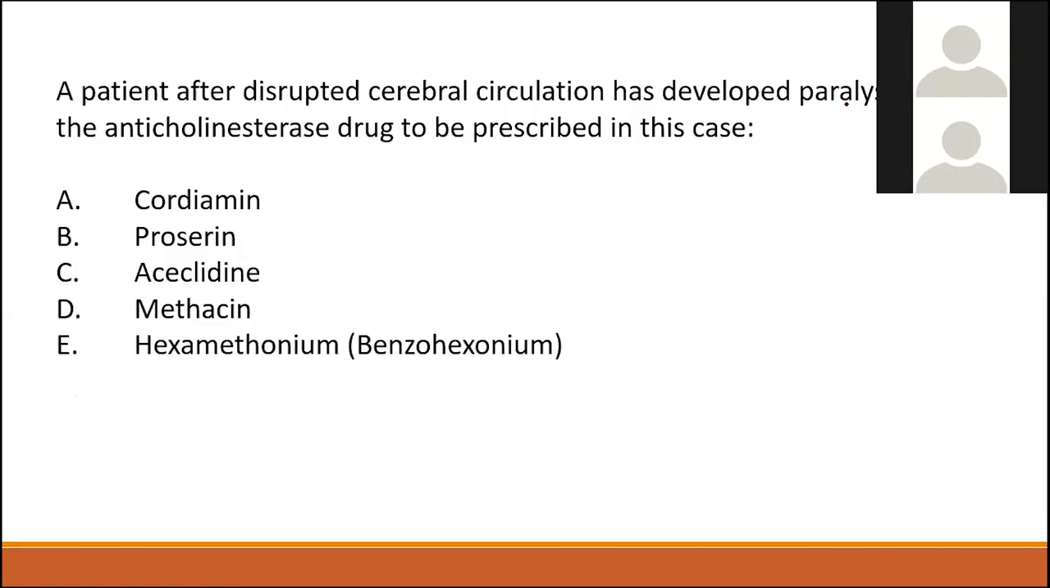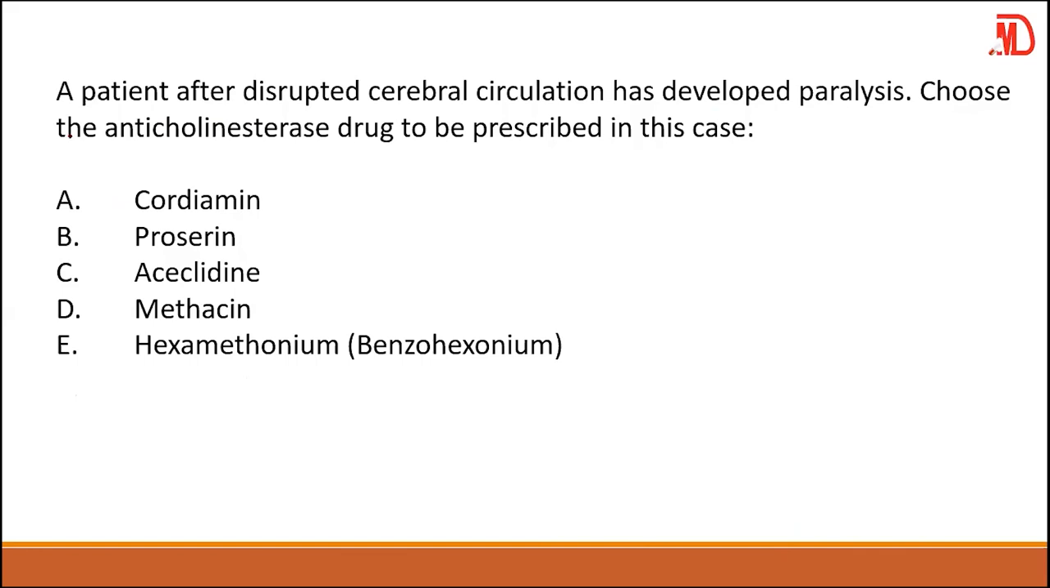A patient after disrupted cerebral circulation has developed paralysis. Choose the anticholinesterase drug. That is, in other words, a drug that will inhibit acetylcholinesterase. And of course, you are looking at what? Prozerin. And that's over here. Your answer is B, Prozerin.